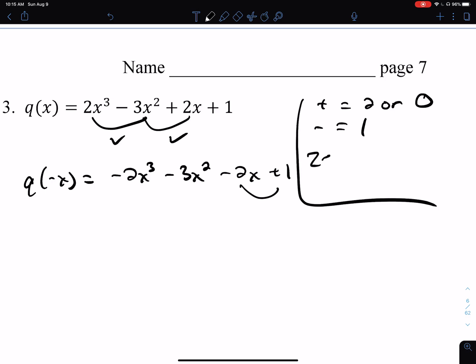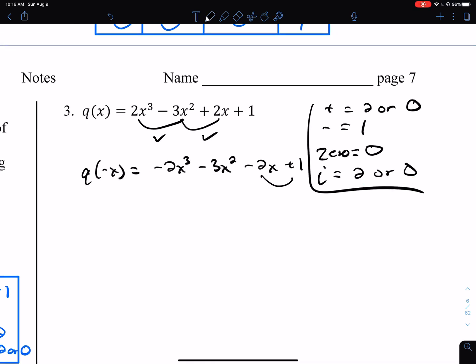Are there any zeros that are 0 for this? There are not, because we have a constant term. So as far as imaginary goes, there could be only 2 or 0, because they always come in even pairs. The fundamental theorem of algebra says that there are 3 zeros, so there could be 2 or there could be 0. Put this in a table.